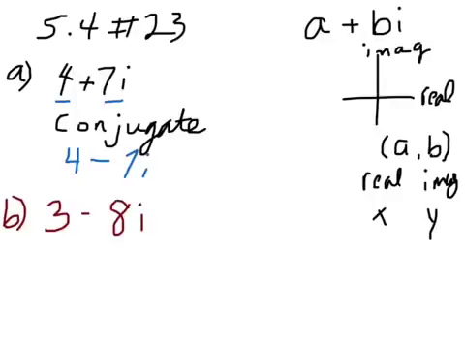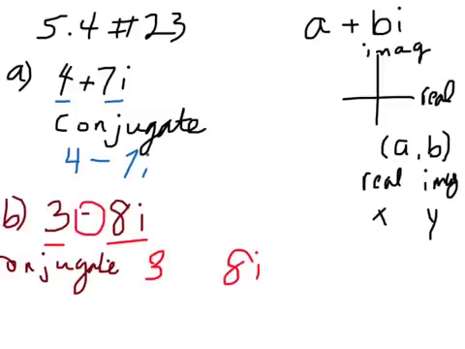All right, 3 minus 8i. If I want the conjugate, let me write conjugate down just so you realize this is the work here. We write down the first part, which is 3. We write down the second part, which is 8i, and we just change the sign in the middle to plus. Okay?